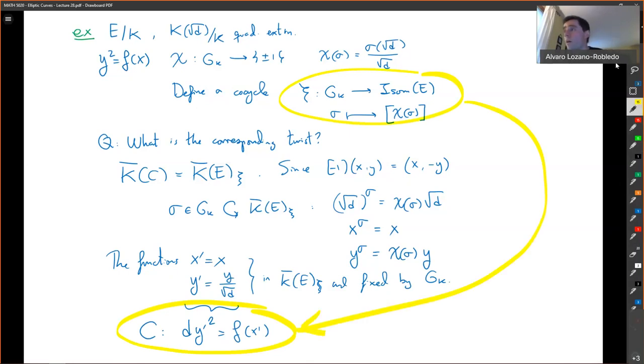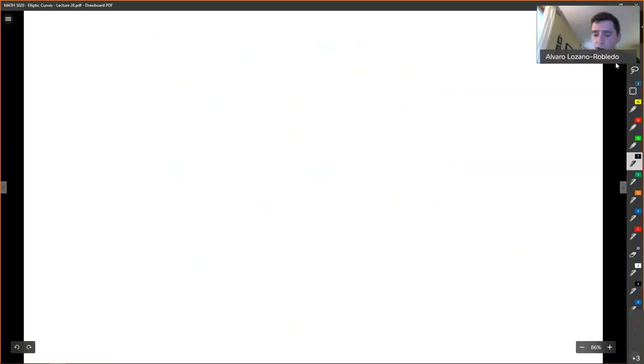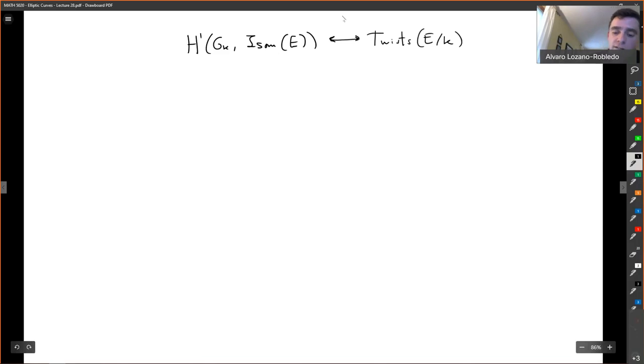Very good. So now, here we go. I have H1 of G_K with coefficients in the isomorphisms of E. There is no structure on the twists, and this is in bijection with the twists of E over K. But what I actually want is H1 of G_K of E.